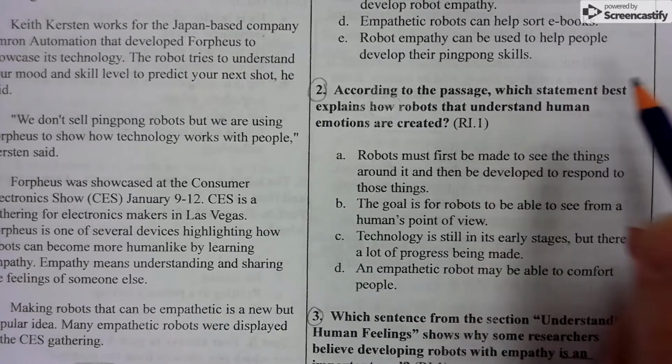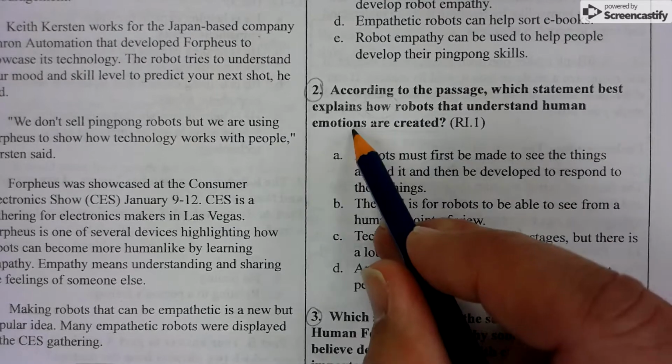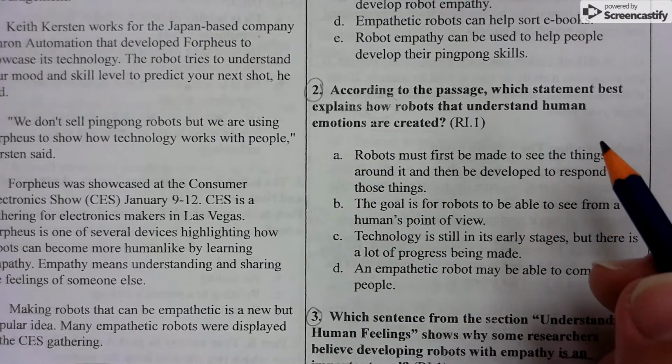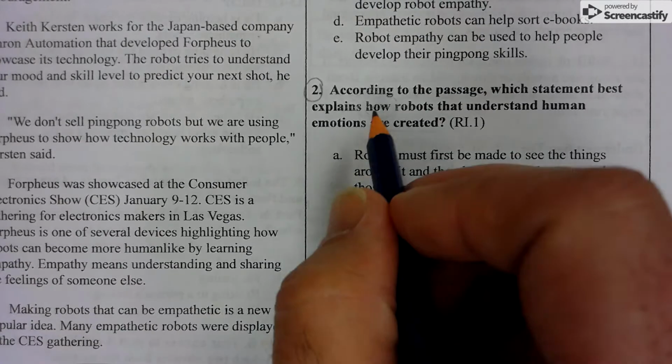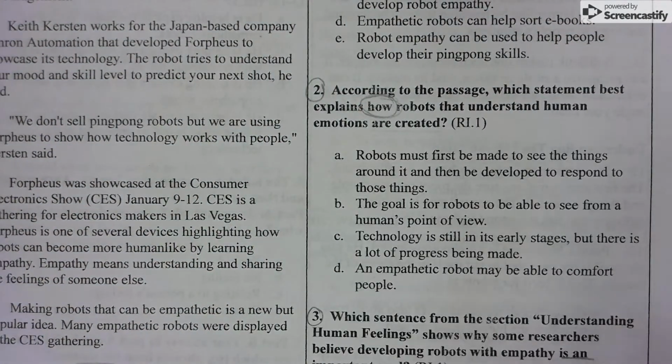If we continue, which statement best explains how robots that understand human emotions are created? That's quite wordy, and we want to narrow that down into what's most important. So we look for our questioning words. What do I really need to know? And we will see here, we want to know how. That's what we're going to focus on, how something is being done. The next part is how what? What is the how that we need to know? How robots that understand human emotions are created.